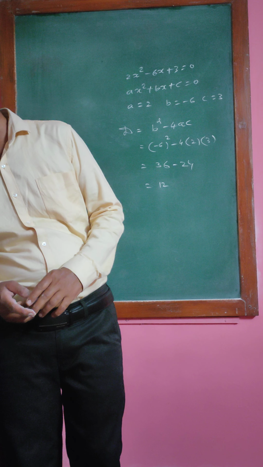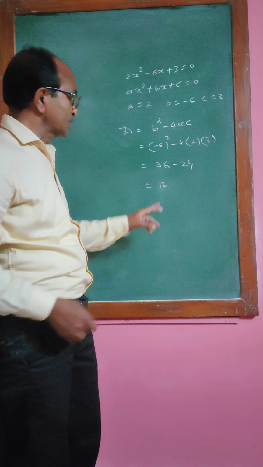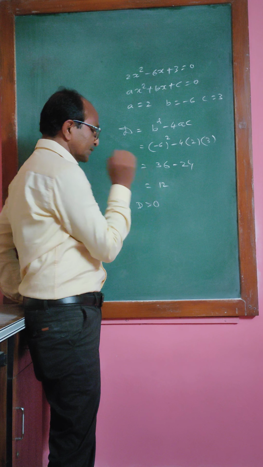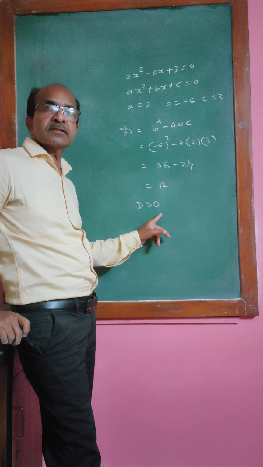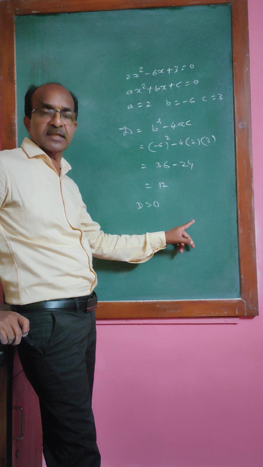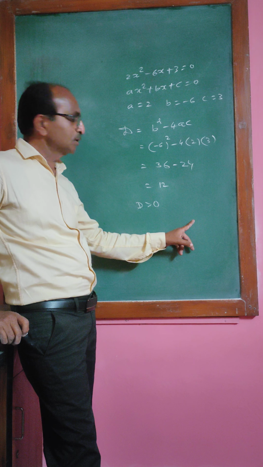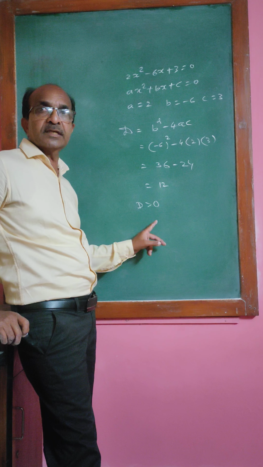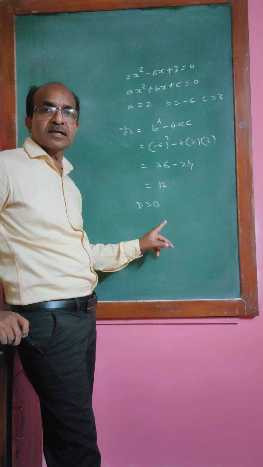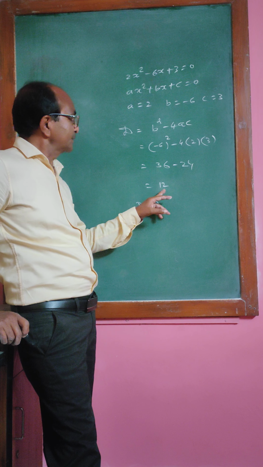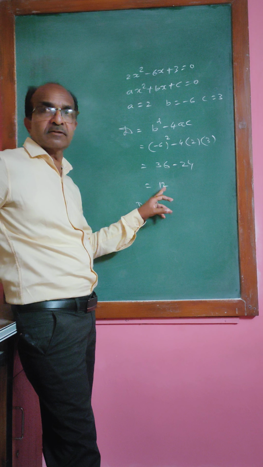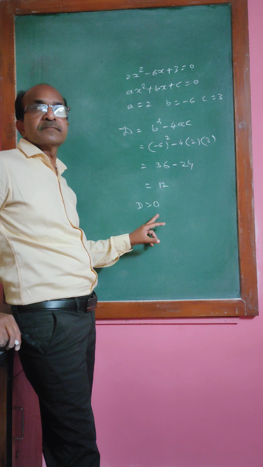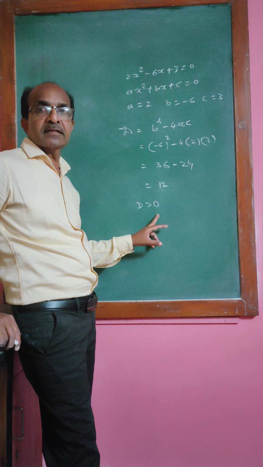Second, find the nature of its roots. We have to discuss the nature of its roots. There are three possibilities. If D is greater than 0, then roots are real and distinct, hence two different roots. If D is equal to 0, then roots are real and equal. And if D is less than 0, then there are no real roots. Observing D, 12 is greater than 0. Hence we can say the roots of the given quadratic equation are real and distinct.